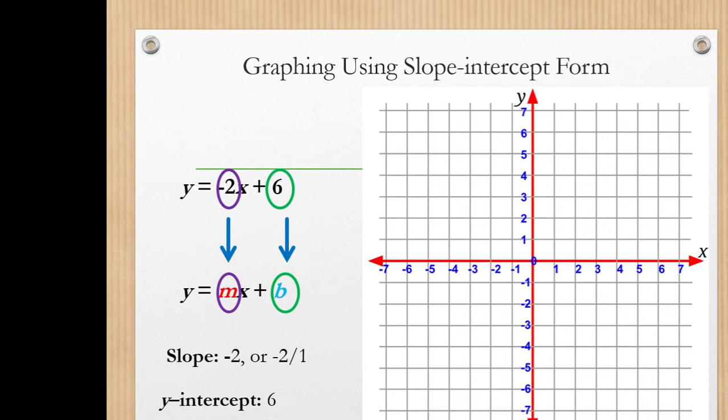Remember, we have to plot the y-intercept first because your slope is actually not a point. So we're going to look at the y-axis, plot 6. And because the slope is -2/1, we are going to go down 2 units to the right 1 unit. Now that we have that, we can plot a point right there. And remember, we only need 2 points to draw a line. So we're going to draw a line through those 2 points, and that is the line for y equals -2x plus 6.